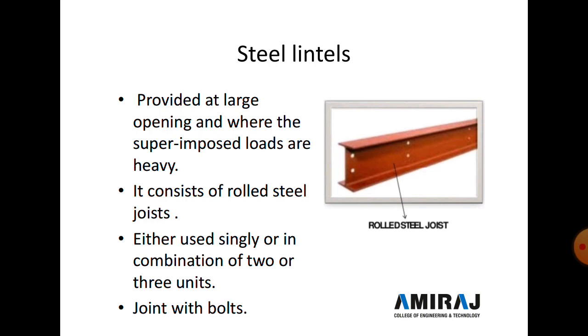Now next type of lintel is the steel lintel. It is provided for a large opening area where the superimposed loads are heavy. See this figure, rolled steel joist is seen and an I section is seen. It consists of rolled steel joists, either used singly or in a combination of 2 or 3 units, joined with bolts. Here a bolted connection is provided if we require to join the lintel.